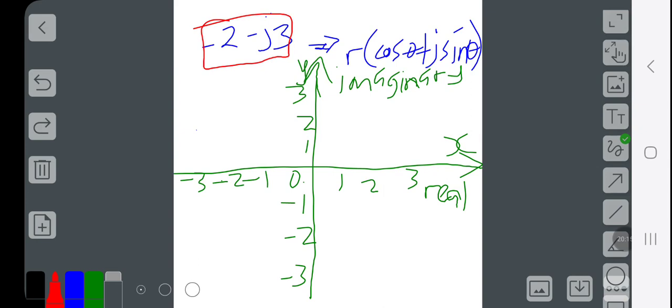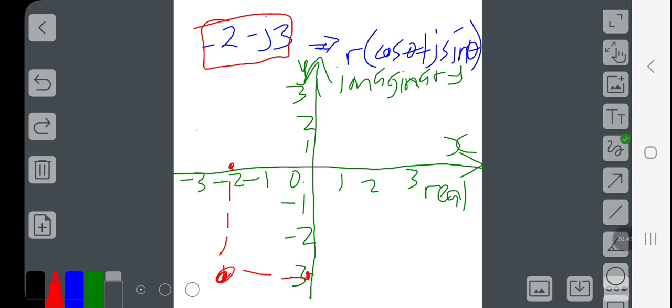So let's find out which quadrant that is. Is it in the first quadrant, second, third, or fourth quadrant? Let's check now. We have minus 2, which is your real number. So where's your minus 2? It's here, I'll mark it here. Then where's the minus 3, the imaginary number? It's here. So this is where they meet.